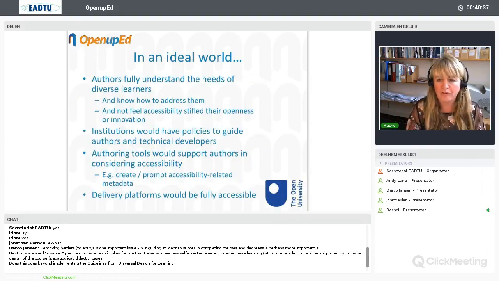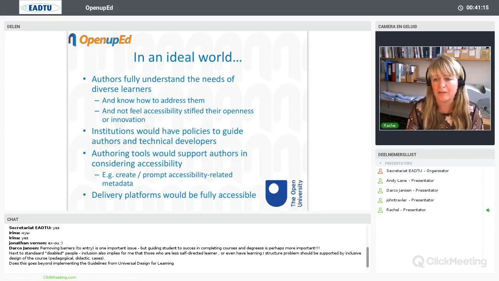So this is my final slide, just to finish off. If it was an ideal world, some of the things I'd like to see. I think at the OU, we are developing our awareness of the needs of diverse learners, and we are starting to see that become more embedded in the production process and the design process, but we still have a way to go. And it's important that authors don't feel that this is about stifling their openness or innovation.